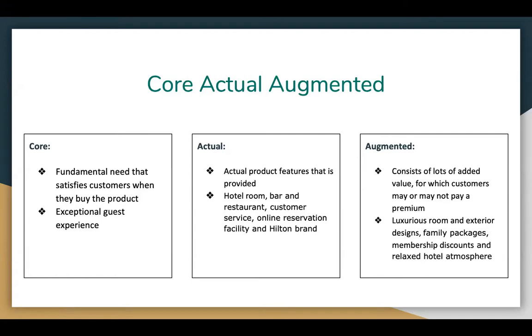Lastly, augmented consists of lots of added value, for which customers may or may not pay a premium. Hilton KL's added value would be the luxurious room and exterior designs, fun family packages that they provide for families, membership discounts for frequent customers that allow them to get a discount in their next stay or accumulate airline miles, and lastly, a relaxed hotel atmosphere.